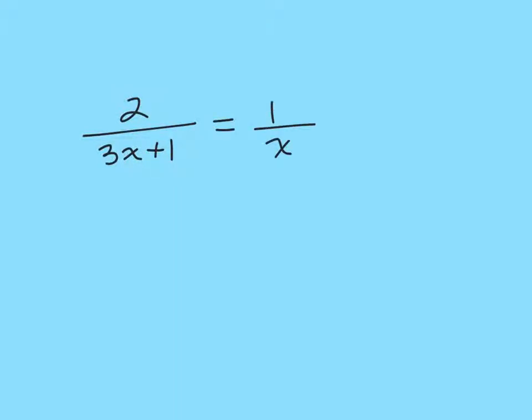Equal to 1 over x minus 6x over 3x plus 1. Wonder why I picked this problem. Okay, you guys tell me what to do first.